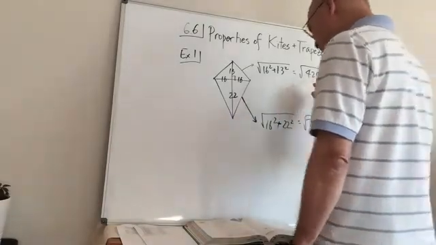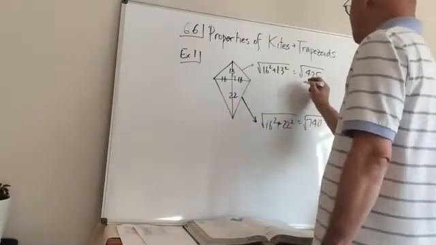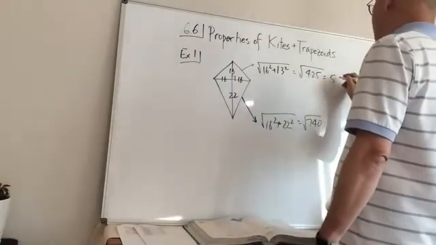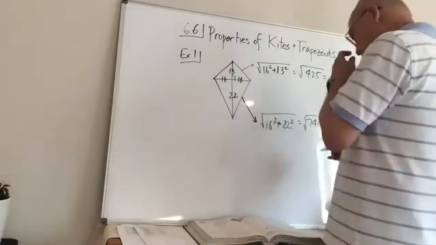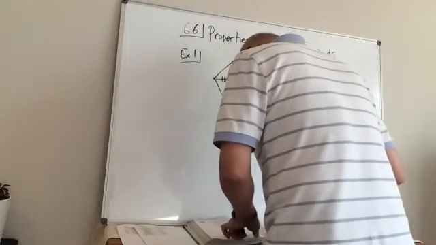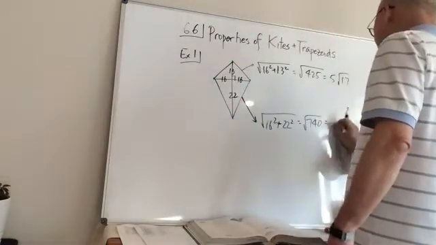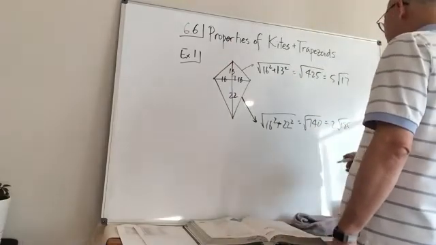So are they breaking this down? Yeah, they do. Okay, so this is the same as 5 root 17. This guy is the same as what? What do we have here? 2 root 185.